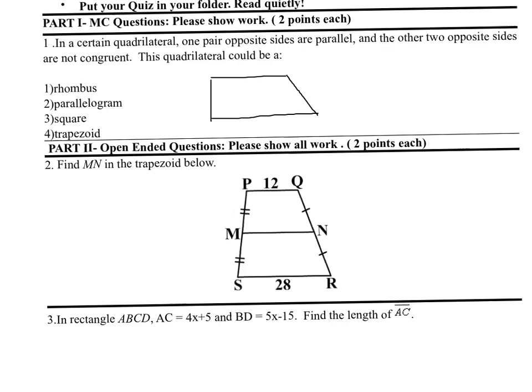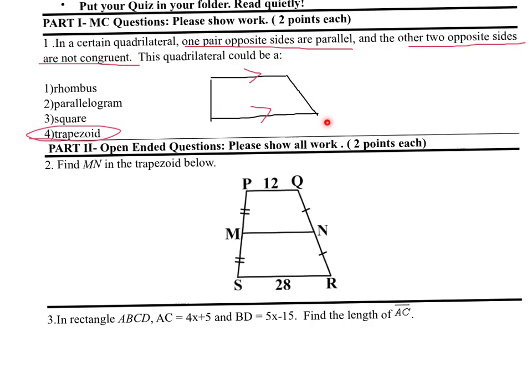All right, so we're going to start off by reviewing our quiz from Friday. Question number 1 says, in a certain quadrilateral, one pair of opposite sides are parallel, and the other two opposite sides are not congruent. Clearly, that means none of these sides are congruent, and this figure could only be a trapezoid. So if we look at these two sides as being parallel but not congruent, and the other two sides here and here being not congruent, then this is going to always be a trapezoid. Be careful to read this question carefully, reviewing properties.